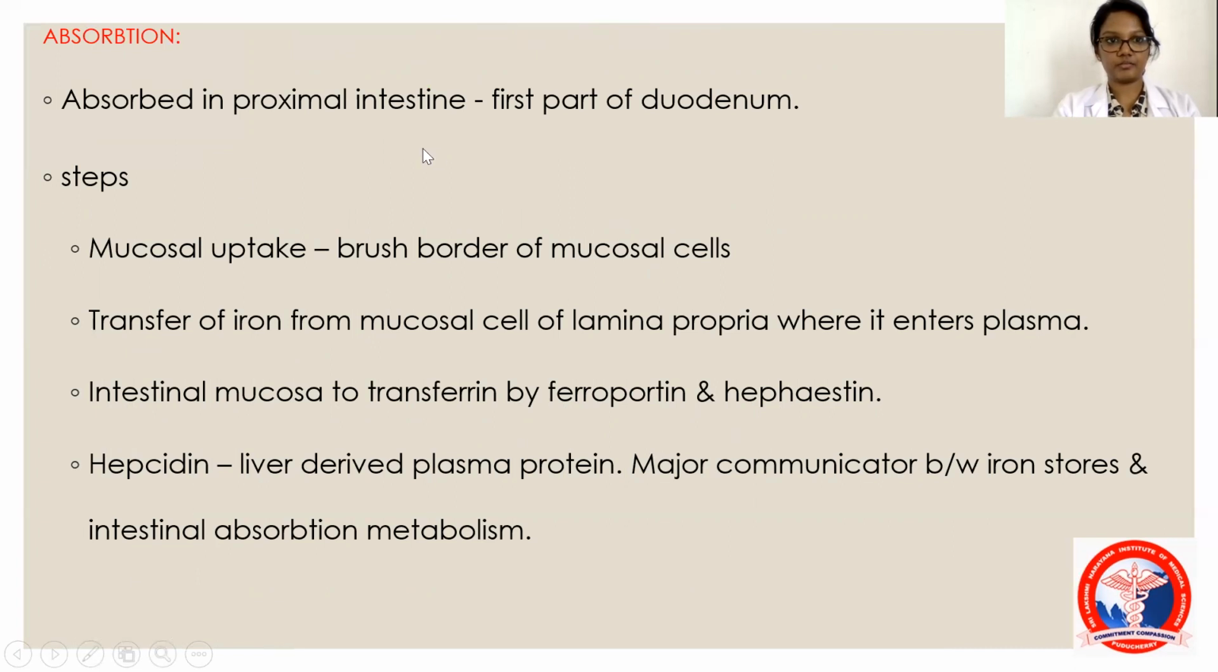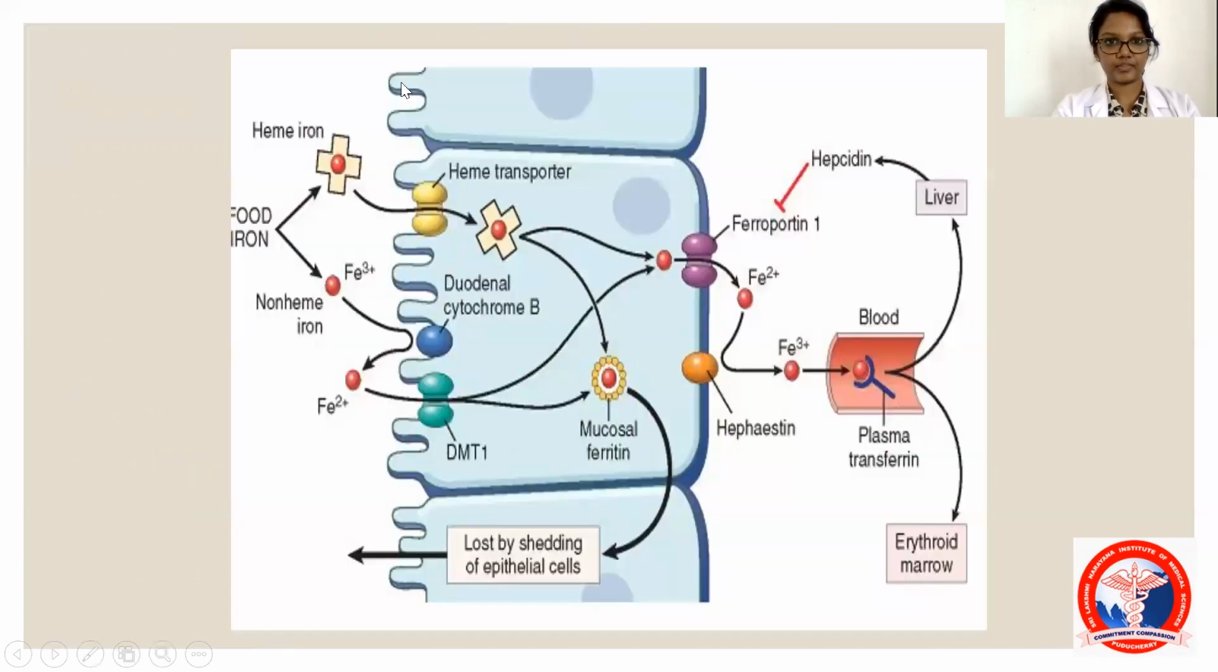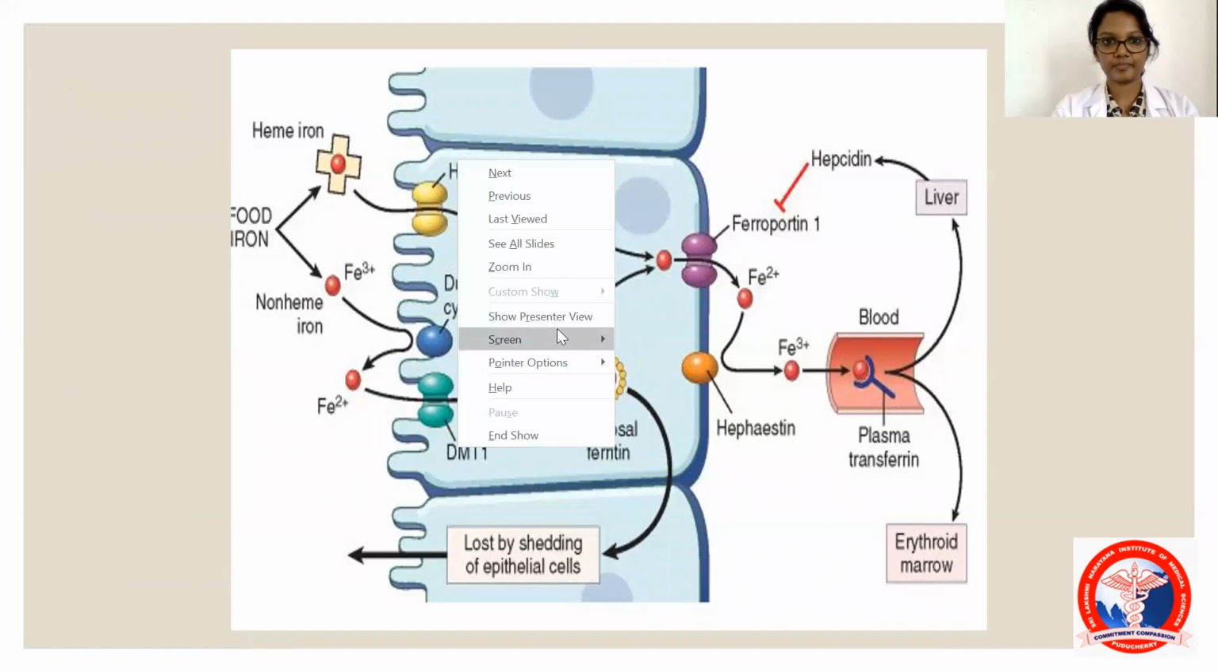This iron is absorbed in the proximal intestine, which is the first part of the duodenum, by the brush border cells. This image is taken from Robbins, which depicts the absorption and transport of iron. Iron is available in two forms: heme iron and non-heme iron. For heme iron, the major source is animal products. Non-heme iron we get from plant products. 20% of heme iron is absorbed, whereas only a fraction, 1 to 2%, of the non-heme iron is absorbed in the body.